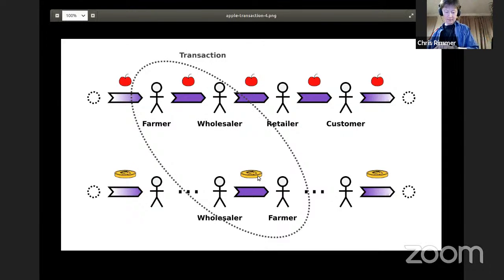Okay. And now the farmer's got a coin, and maybe he'll exchange that for a pen, and that pen would have its own chain of production, distribution, and consumption.